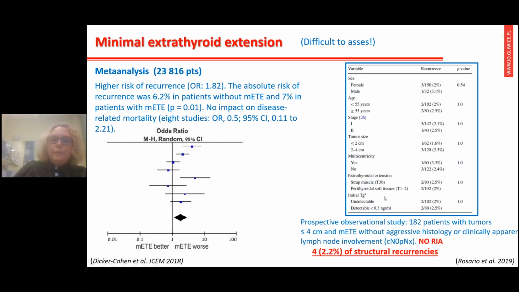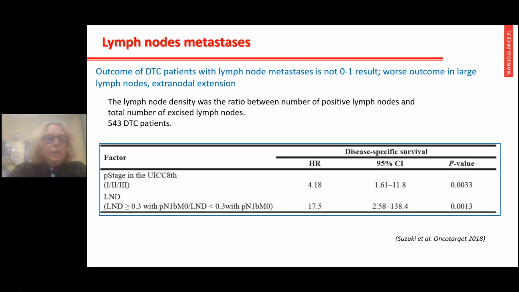And here I would also like to show a prospective observational study, almost 200 patients with tumors less than 4 centimeters and with minimal extrathyroid extension without any other adverse factors, and the patients were not treated with radioiodine, and the risk of structural recurrence in this group of patients was about 2%. So omission of the radioiodine treatment was not related to a bad prognosis, and the median time of observation in this group of patients was more than 6 years. And here we come to the lymph node metastasis.